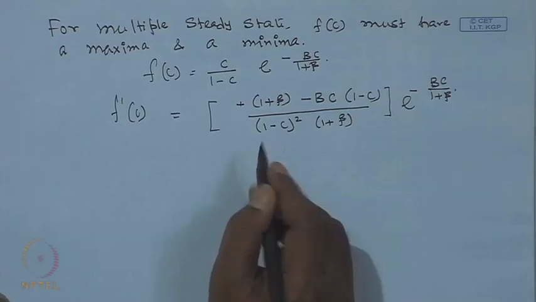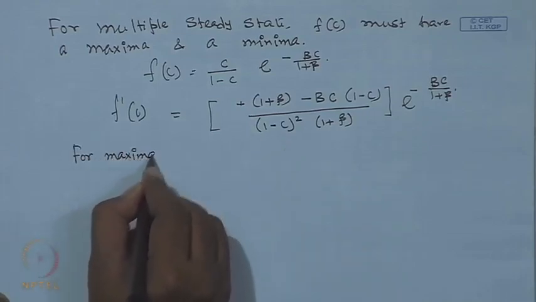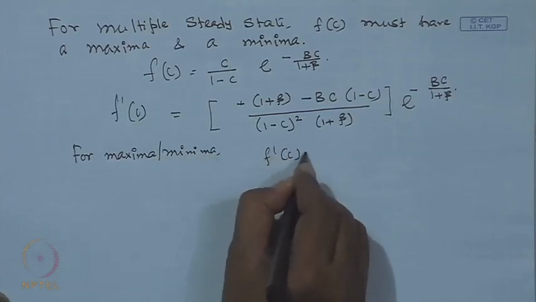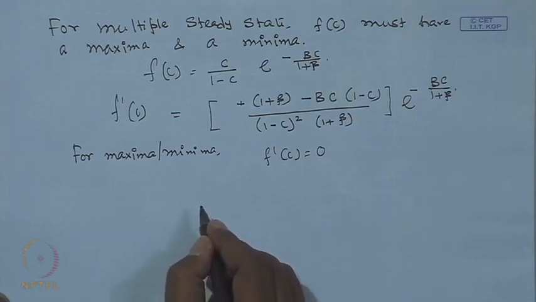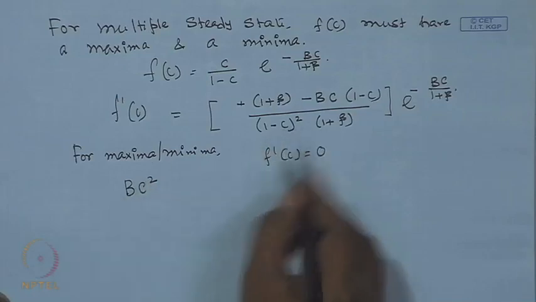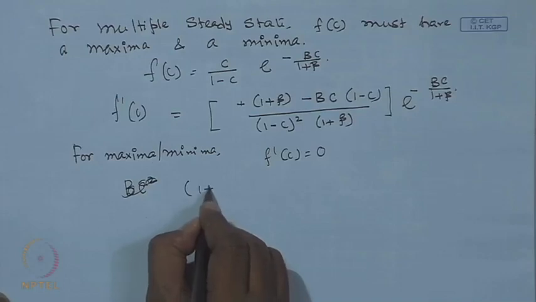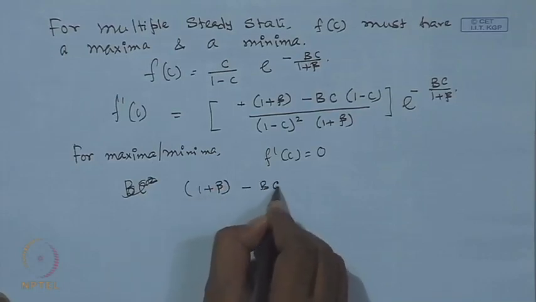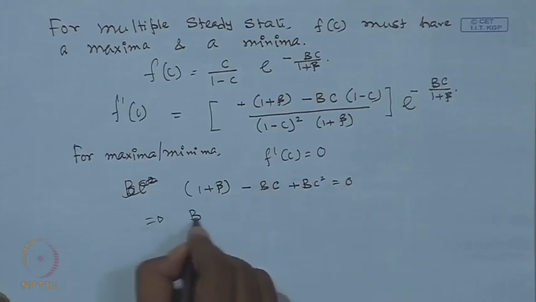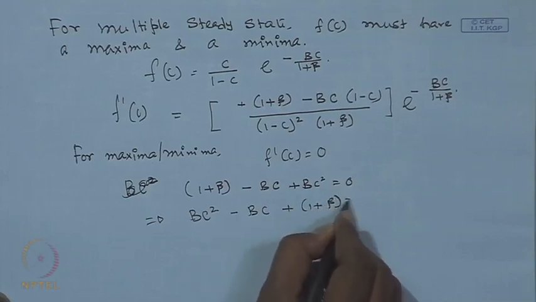I am just writing the final expression. So, for maxima or minima, f prime c will be equal to 0. Therefore, the numerator will be equal to 0. So, it will be 1 plus beta minus b c plus b c square is equal to 0. So, you will be having the condition b c square minus b c plus 1 plus beta is equal to 0.